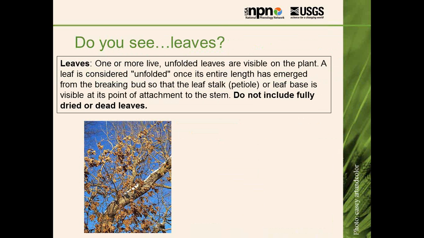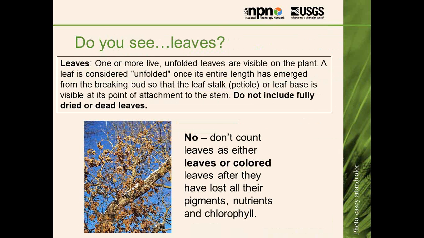And moving on to leaves. So this is our definition for leaves. One or more live unfolded leaves are visible on the plant. A leaf is considered unfolded once its entire length has emerged from the breaking bud so that the leaf stalk or leaf base is visible at its point of attachment to the stem, but do not include fully dried or dead leaves. So if you see an example such as the photo here on this slide, where all of the leaves have dried and lost all of their color, you would no longer count this as leaves. You would report a no, as they're dead leaves at this point.